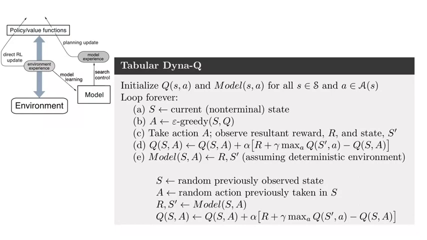In this algorithm, search control selects a previously visited state action pair at random. It must be a state action pair the agent has seen before. Otherwise, the model would not know what happens next. Given the state action pair, we query the model for the next state and reward. We have now generated a model transition.